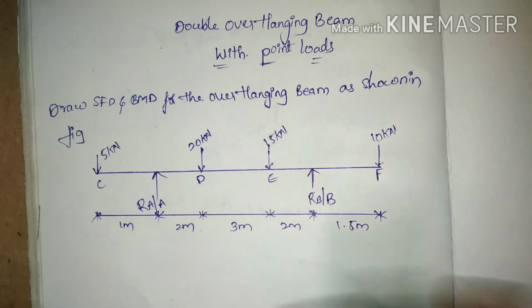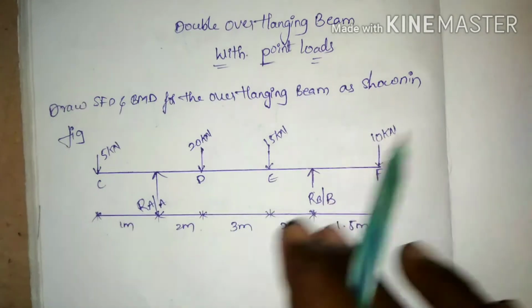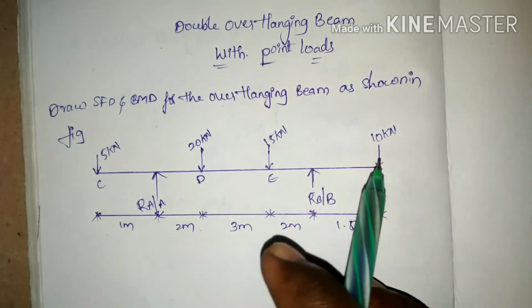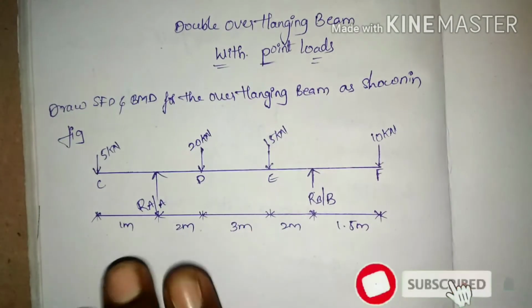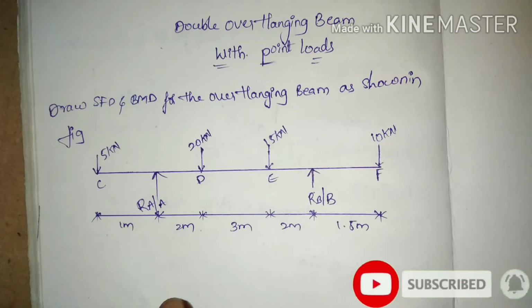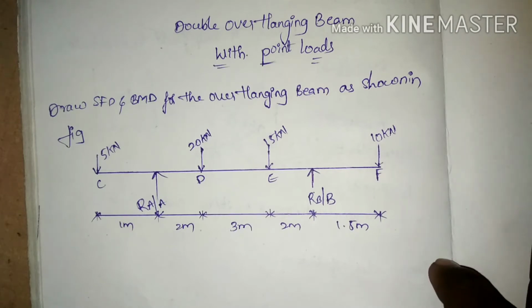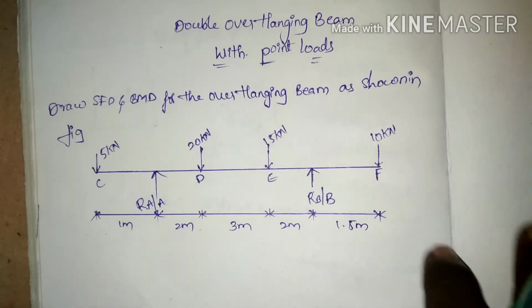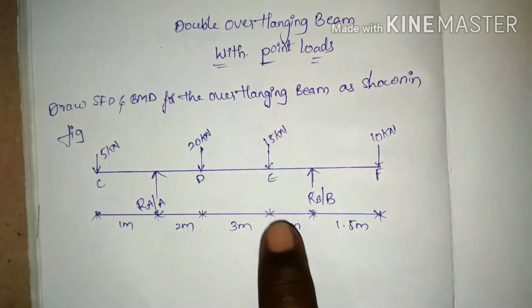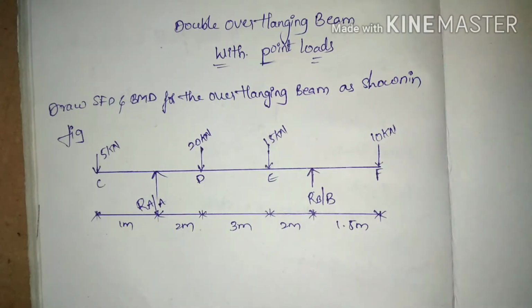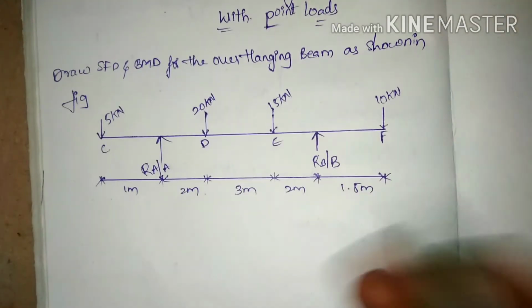For this beam we have point loads acting at different lengths, that is 1 meter, 2 meter, 3 meter, 2 meter and 1.5 meter respectively. Here we have to draw the shear force diagram and bend moment diagram for this overhanging beam. Let us start the class.